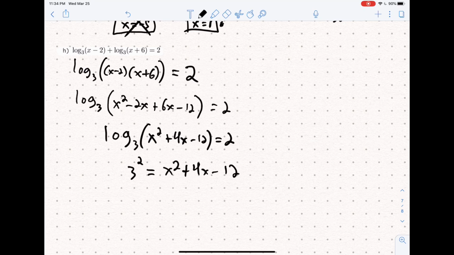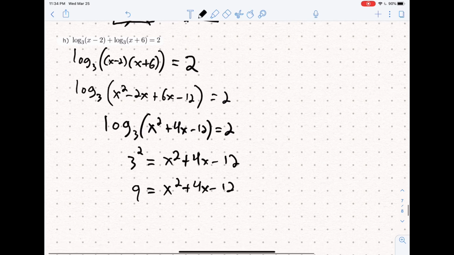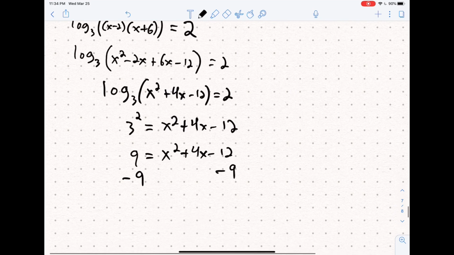Now, a little simplification here. The 3 squared becomes a 9. That's equal to x squared plus 4x minus 12. And if I subtract 9 on both sides, this is a quadratic, so I'm trying to get it so it's equal to 0. Those cancel, equal to 0. x squared plus 4x minus 12 minus 9 is minus 21.